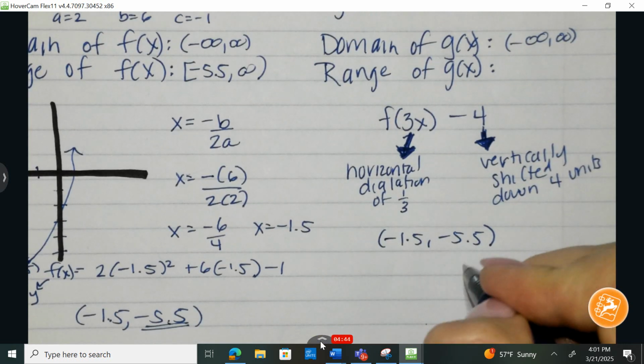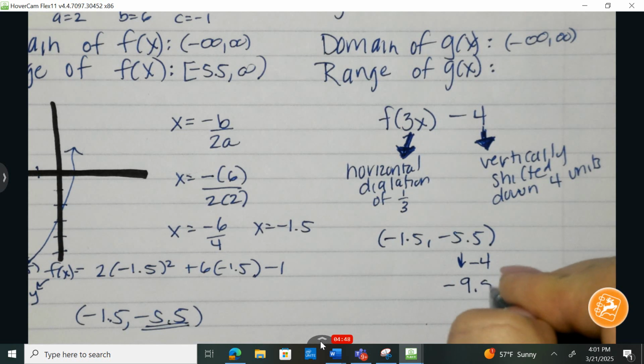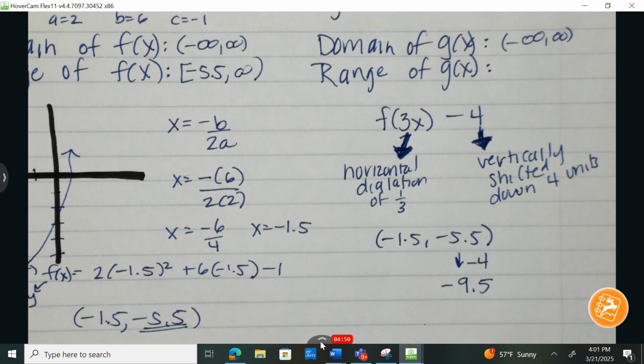So this point is going to go down 4 further. So let me subtract 4 to get -9.5. That's the y value of this. Now, in a horizontal dilation, you're either going to have what's called a horizontal stretch or compression.